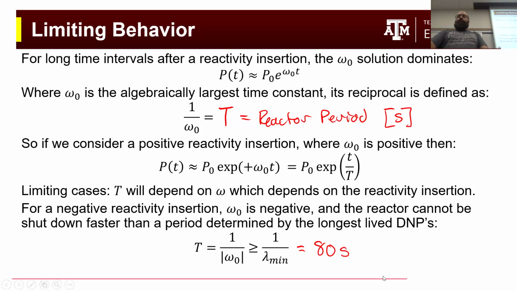And this is an important number to keep in mind because what it tells us is that if we have a negative insertion, the best that we can do in terms of dropping our neutron population is that in 80 seconds, the population would decrease by a factor of e. So if you were to sketch a graph showing an exponential decrease, you can use this fact to quantify that as that exponential decay is happening, in 80 seconds of time that population is going to drop by a factor of 1 over e.